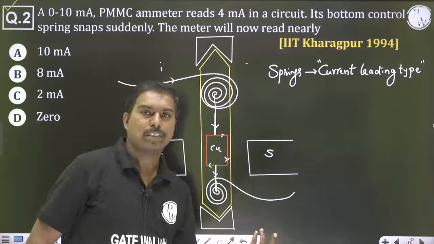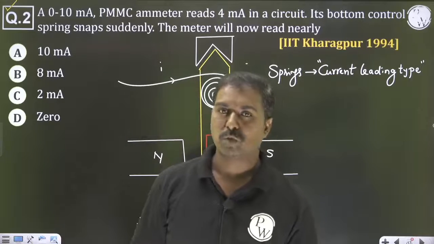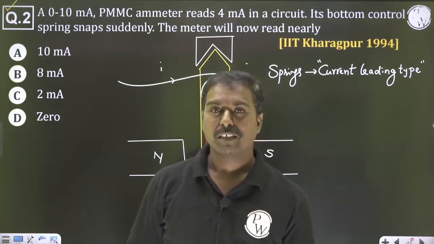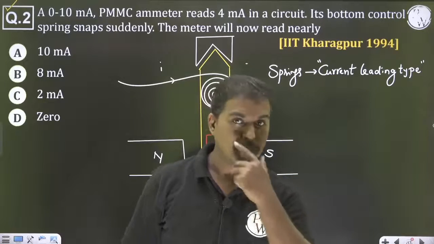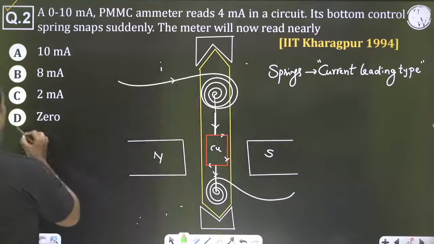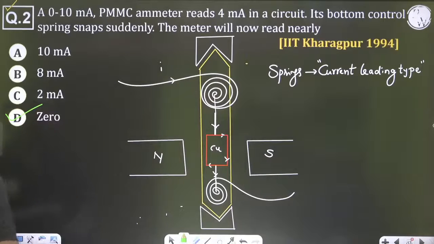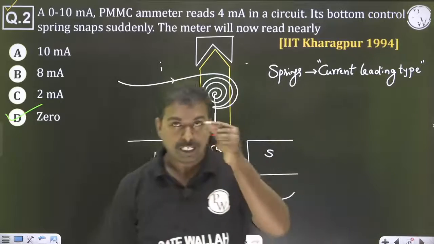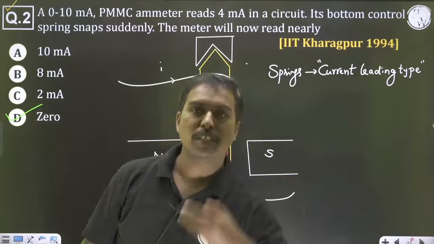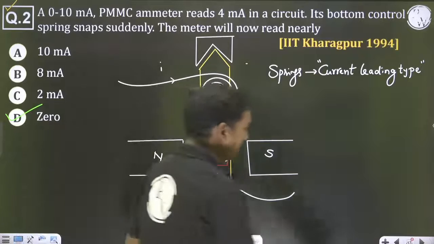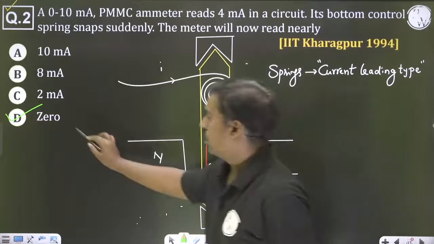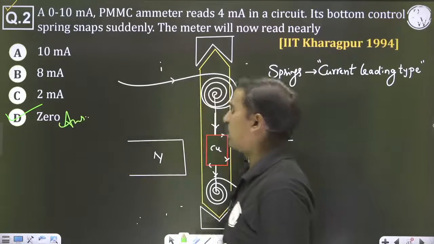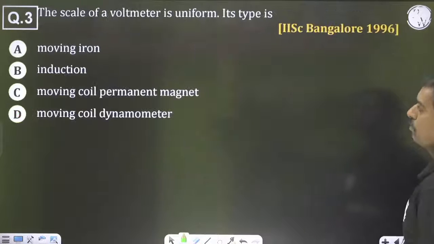When there is no passage of the current, there is no question of deflection torque, because there is no interaction of the magnetic field. So the current becomes zero. This is a good conceptual question, because the springs are part of the current path. Current is entering through the springs. So the right answer is 0. Let us go for the next question.